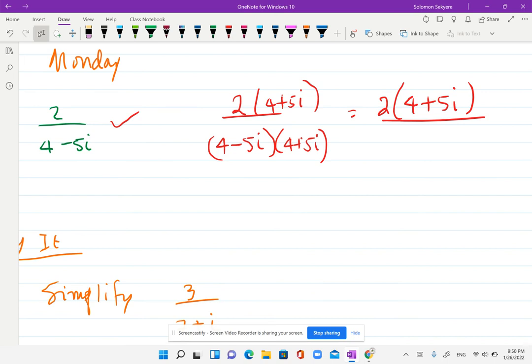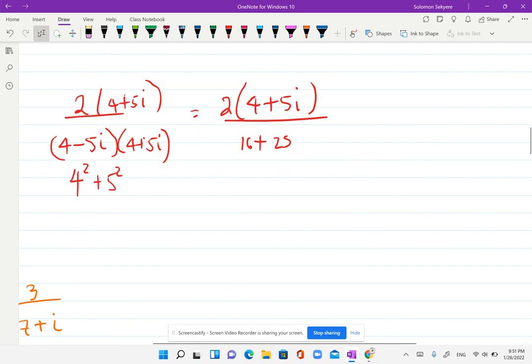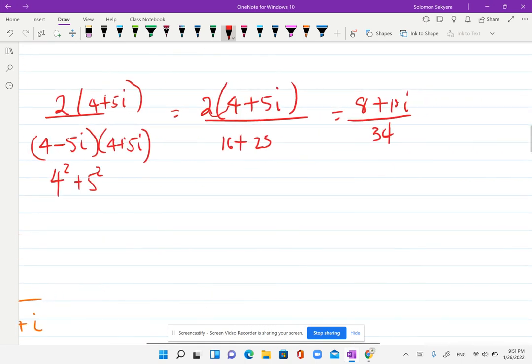So remember what we just did? This will become 4 squared plus 5 squared. Just practice that. It becomes 16 plus 25, which is 41. So the whole thing is 8 multiplied through plus 10i over 34. I'm done. This is preferred. We don't have any complex number at the bottom. 8 plus 10i over 34.